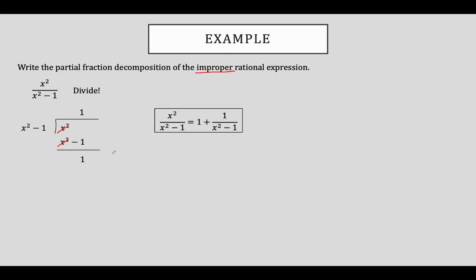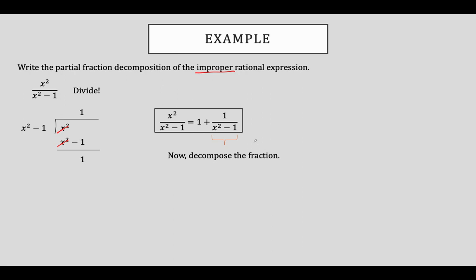And my solution, my quotient to taking x squared and dividing by x squared minus 1 is equal to 1 plus 1 divided by x squared minus 1, right? We take this value up here, we add on the remainder divided by our divisor. The remainder was 1 divided by the divisor. Okay, so we completed step number 1, our polynomial long division.